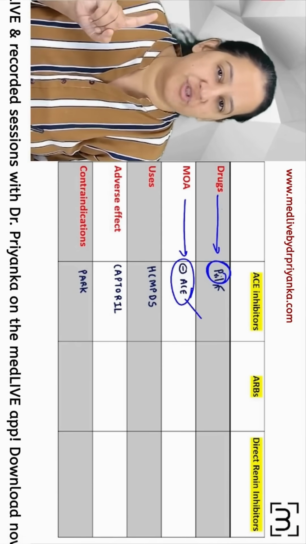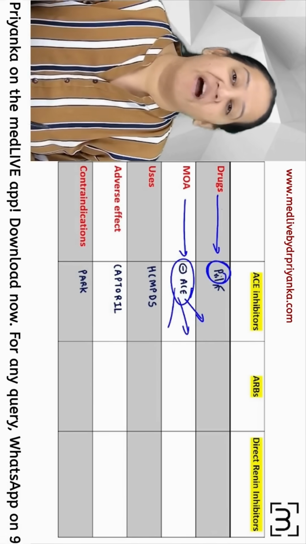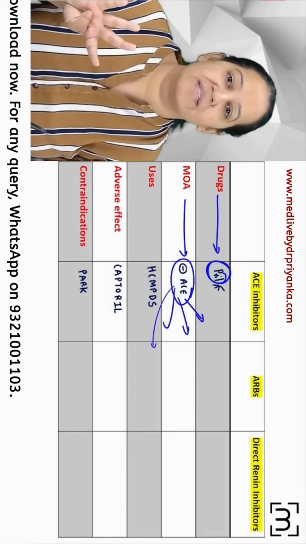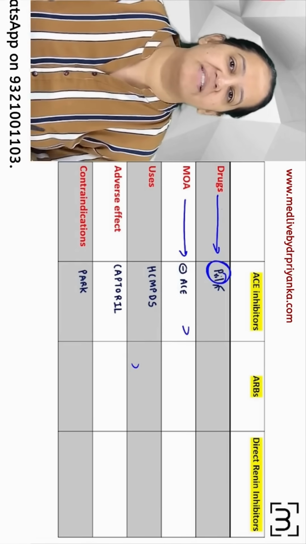Why it leads to postural hypertension. Why it leads to first dose hypertension. Why ARBs are superior to them. The pharmacokinetics, the interactions, you know everything over here. Uses, adverse effects and contraindications.